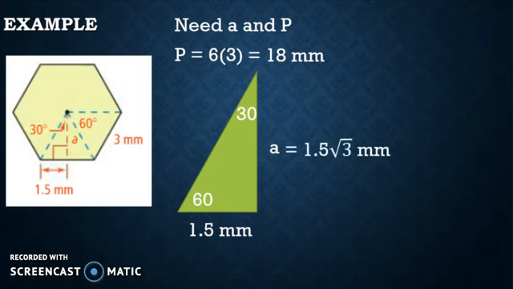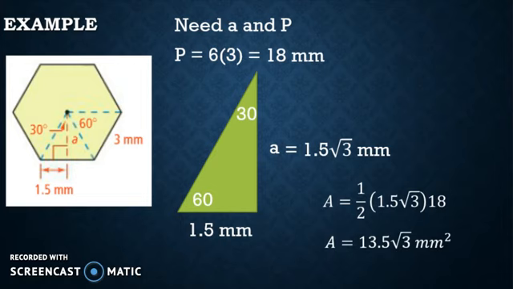And we just substitute this into 1/2 times a times p. So 1/2 times 1.5 square root of 3 times 18. We're going to leave this in simplified radical form, so we're going to leave square root of 3 as is. So we get 13.5 square root of 3 square millimeters.